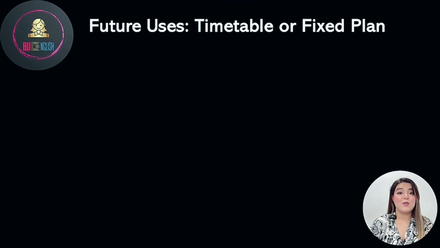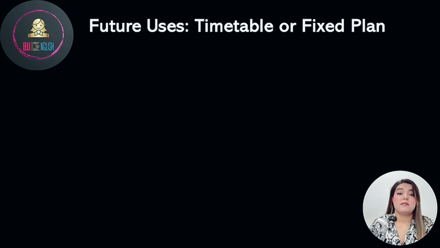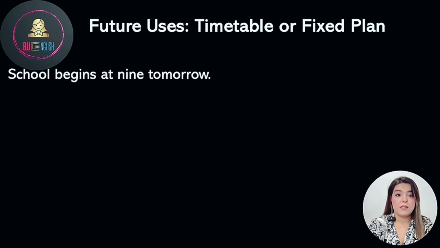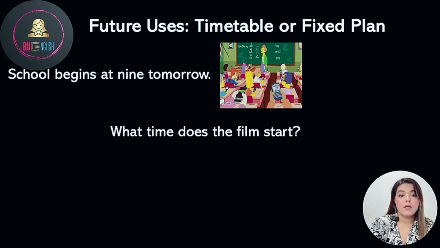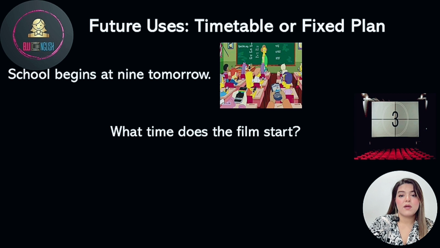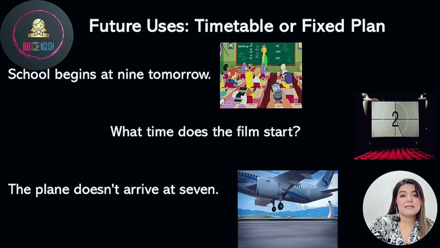We also use the present simple to talk about the future when we are discussing a timetable or a fixed plan. Usually the timetable is fixed by an organization, not by us. Look at the example. School begins at 9 tomorrow. What time does the film start? The plane doesn't arrive at 7.